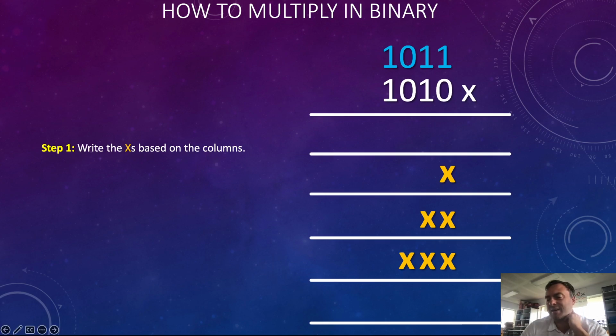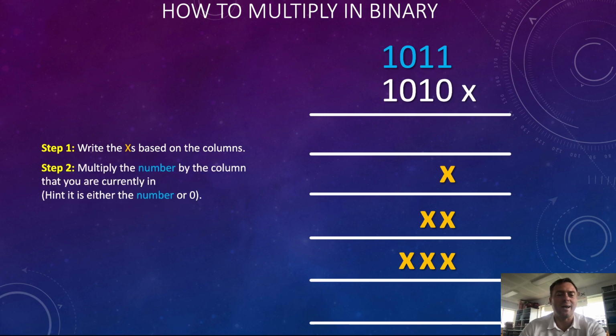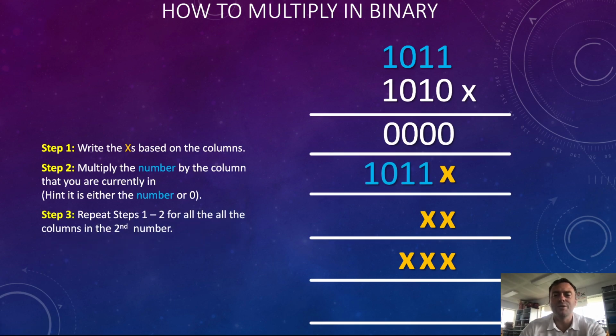Now the reason why I use X's instead of zeros is it helps your eyes because there's a lot of things going on in here and it makes it a bit easier to deal with. Then you basically either have it or you don't. So it's either going to be the number, which I've highlighted in blue, or it's going to be 0. So for example, 0 times 1011 is just 0. 1 times 1011 is 1011. 0 times that isn't anything, so you put zeros in, and the last one is 1011.